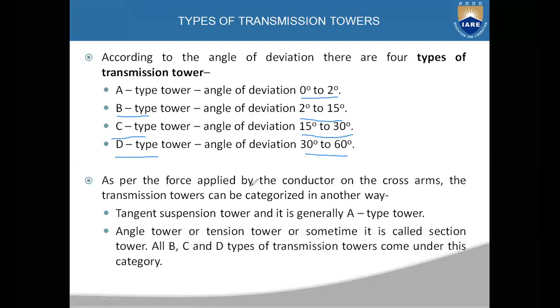Now as per the force applied on the conductor on the cross arms, the transmission towers are again classified as tangent suspension tower and angle tower. Tangent suspension towers are generally of A type, having an angle of deviation of 0 to 2 degrees. And angle towers are also called tension towers or sometimes section towers. These angle towers will be of any of the B, C, D types, so the angle of deviation will be from 2 degrees to 60 degrees.